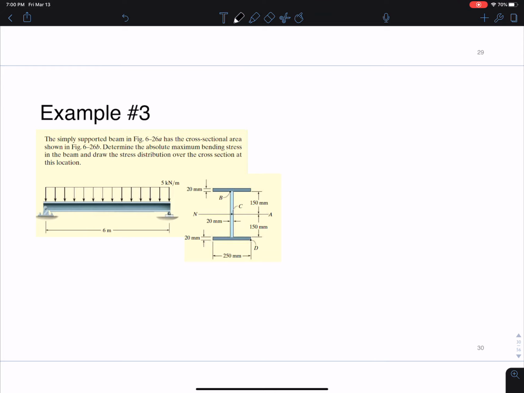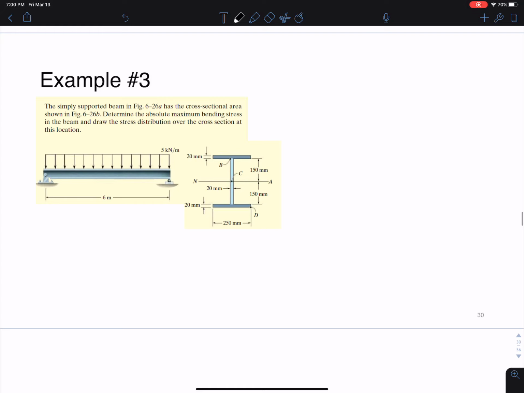All right. So, a simply supported beam has a cross-sectional area shown. Determine the absolute maximum bending stress in the beam and draw the stress distribution. We're not going to actually draw the stress distribution because I don't even want to attempt to draw this 3D drawing. I copied it from the book. So we're just actually going to do the first part. Determine the absolute maximum bending stress.